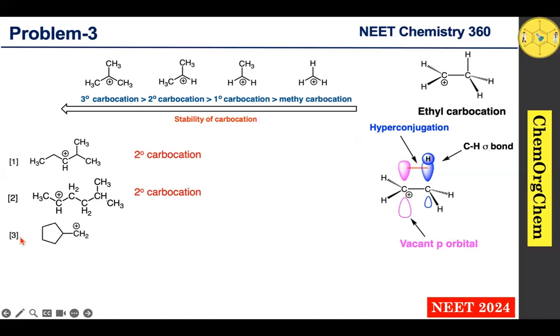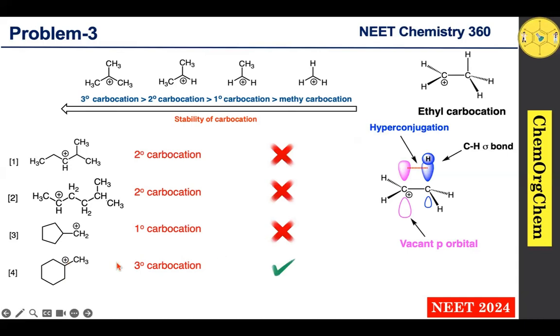Let's move on to our third option. This one is a primary carbocation since this carbocation is surrounded by only one carbon. Let's move on to our fourth option. This is a tertiary carbocation. Here you see the carbocation center is surrounded by three carbons: here one carbon, here one carbon, and here one carbon. Therefore, this is a tertiary carbocation. Based on this series, tertiary carbocation is more stable when compared to the secondary, primary, and methyl carbocation. Therefore, this is the correct option for our question.